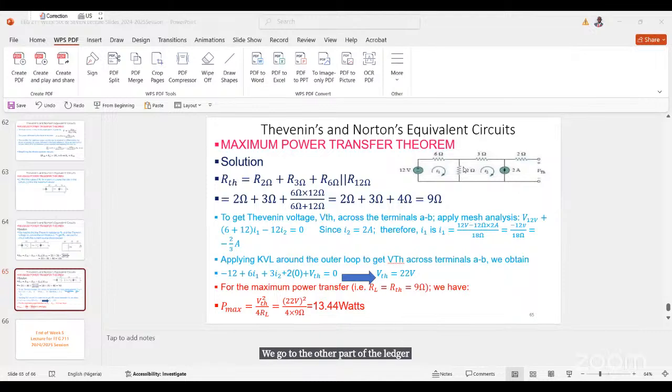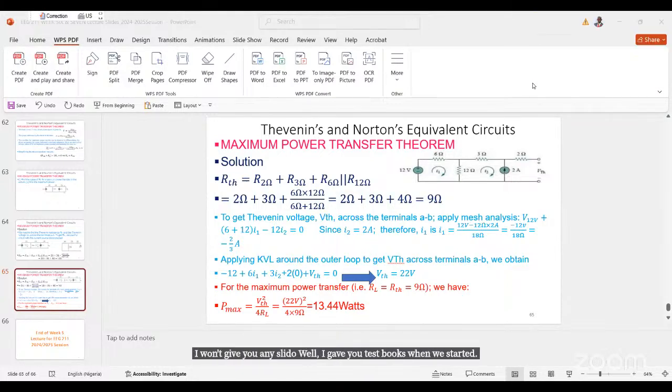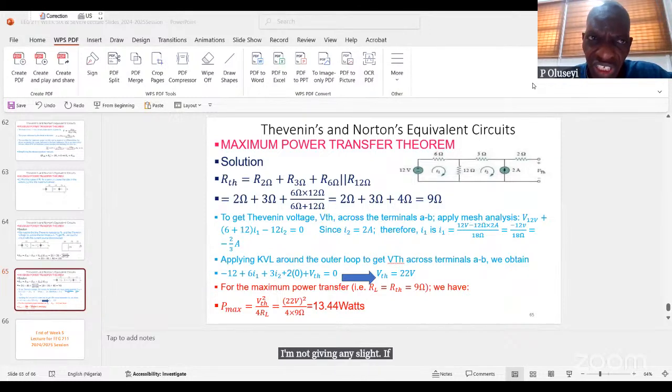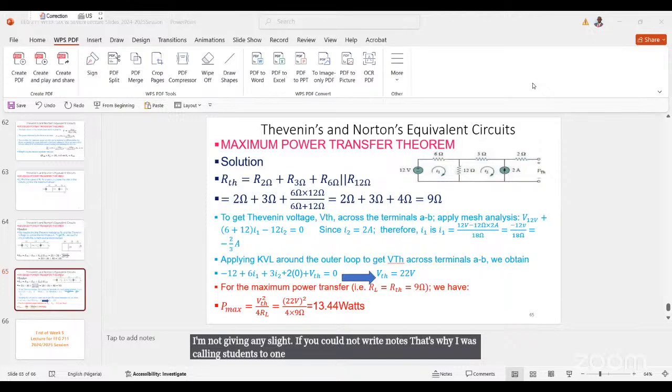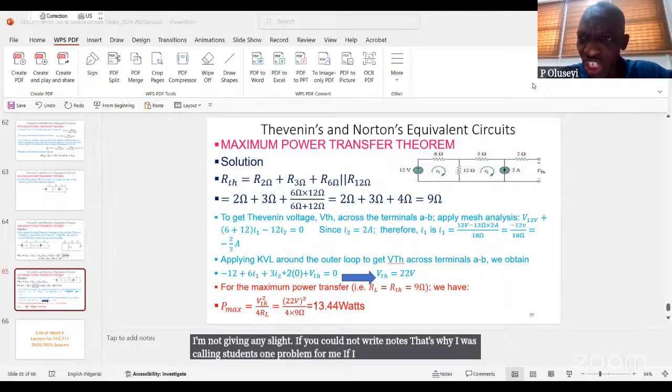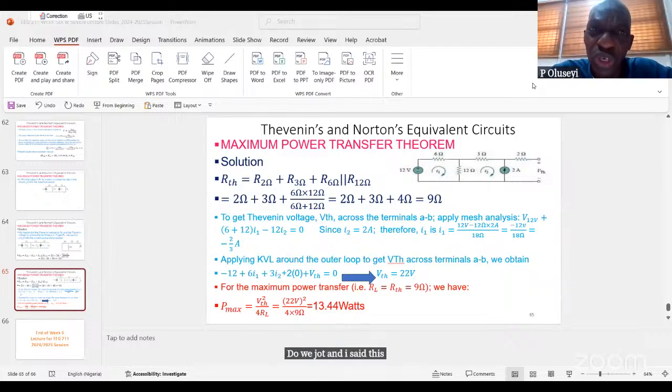Please, and again, I won't give you any slide. I gave you textbooks when we started. I'm not giving any slide if you could not write notes. That's why I was calling students to work problems for me, because I believe when I show a slide, you will jot. And I said this from the very beginning of the lecture.